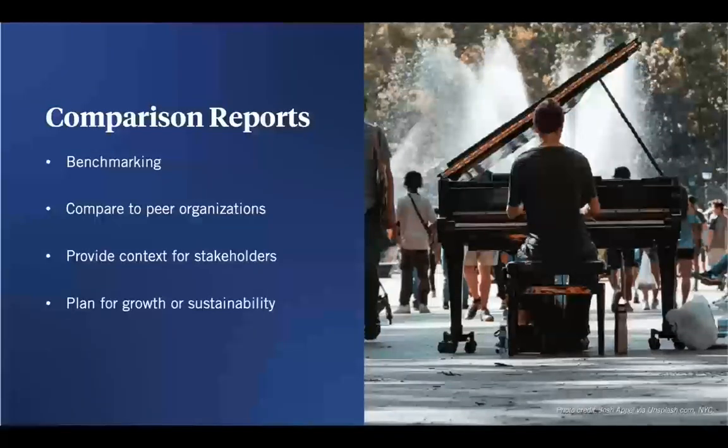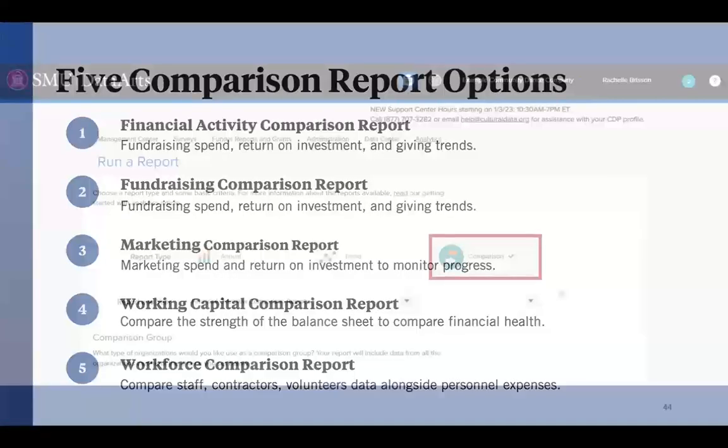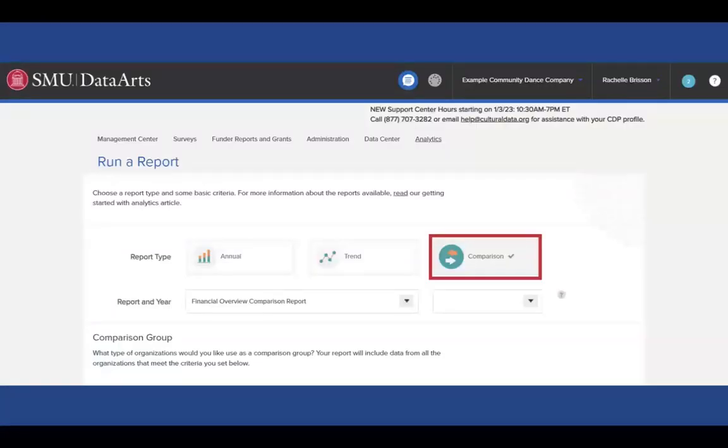plan. Now, like the trend report, there are different subsections or different variations of this report that you're able to run. And they are the financial activity, which compares common financial metrics across organizations, fundraising, marketing, working capital, and workforce comparison reports. Now, to run a comparison report, again, starting back at that analytics page, you would select the comparison option.